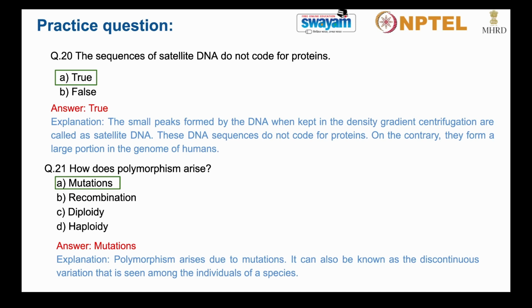It can also be known as the discontinuous variation that is seen among the individuals of a species. As I have told you, it is observed among individuals of a species, and mutations are discontinuous. It means it is not continuous. For example, you don't know how much variation you will see, and it is also not fixed, this number can vary, so it is discontinuous, right?